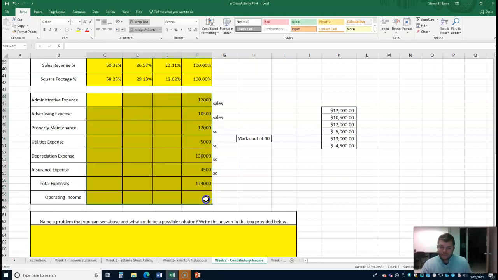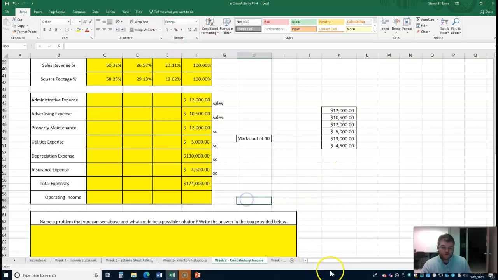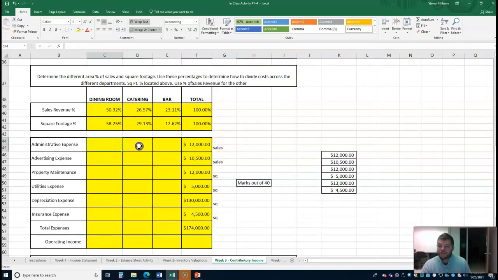Again, formatting, we can say these are all going to be dollar amounts, so we can just change that to dollar. And now we're trying to determine, of this $12,000, how much is going to each different department. So what I'm going to do is take this $12,000 and multiply it by these percentages. So first one, $12,000 multiplied by 50.32. Catering, $12,000 multiplied by 26.57. And same thing with bar. So that will all equal $12,000 total.